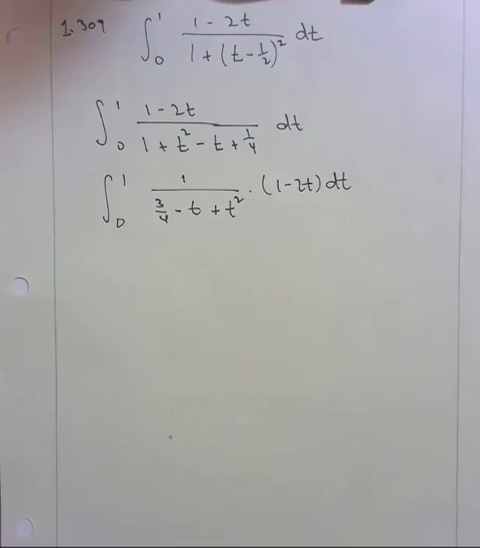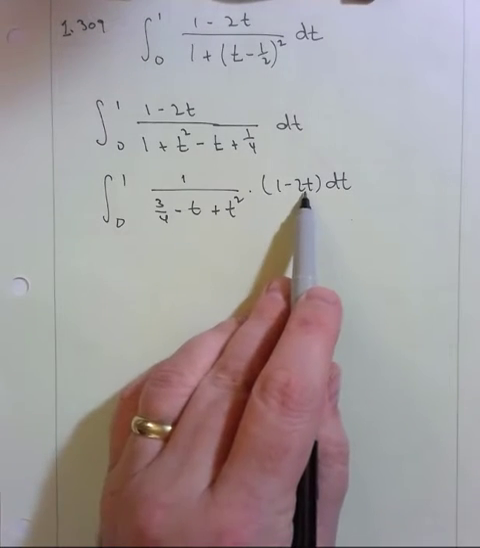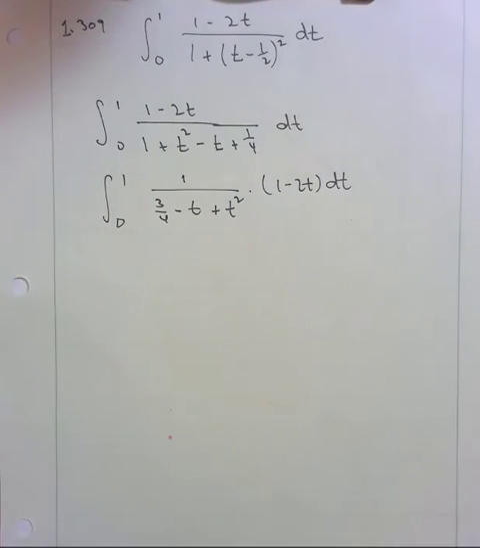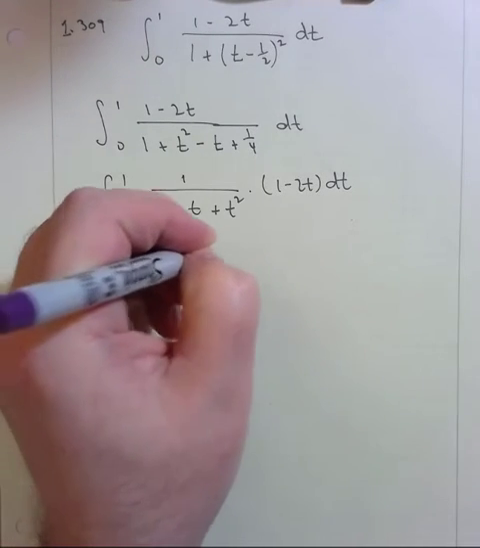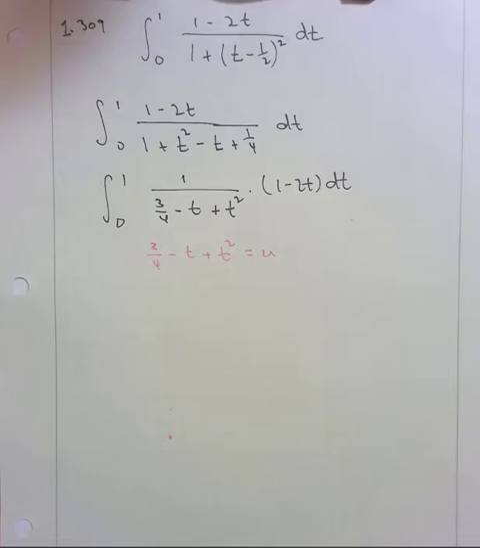So what I've done is I've grouped what's going to remain versus what's going to be part of du. And you can see, the derivative of t squared is 2t, and the derivative of t is 1. There's a minus sign discrepancy, but no big deal. So let's go ahead and say that this whole denominator is what we're going to repackage as u.